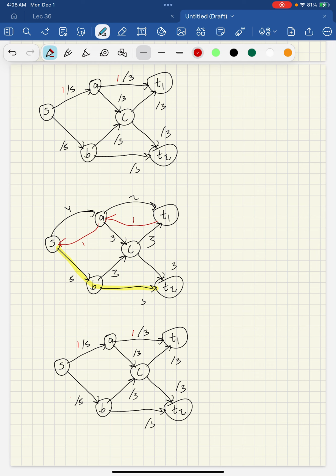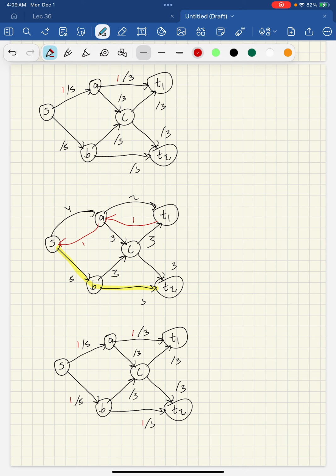And so the flow of both of these will become 1. And so now the flow into both T1 and T2 are 1. And so we have V1F equals V2F. And so during this next iteration, we can augment along either an S-T1 path or an S-T2 path. And so now I have to consider, when do we stop? When does our algorithm end?